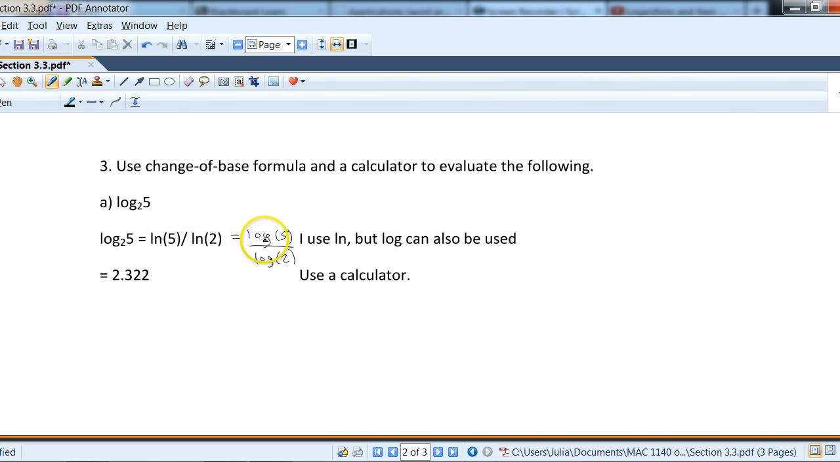See how I wrote it as also equal to log of 5 divided by log of 2. And that is equal to, when you click enter, 2.322. Make sure to close parentheses when you're doing these, because otherwise you may get something else. But that's what I have.